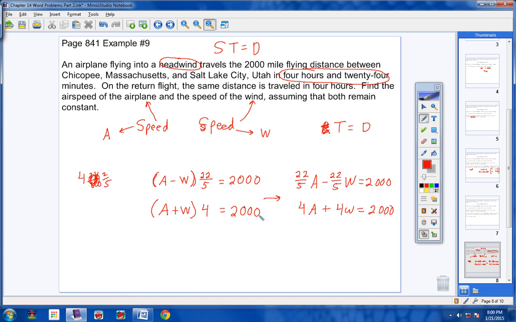And then enter. Your matrix would look like this: 22/5, negative 22/5, 2,000, and then 4, 4, 2,000. So very quickly, I'm going to type 22 divided by 5, enter, and then negative 22 divided by 5, enter, and then 2,000. Then down to the second row: 4, enter, 4, enter, 2,000, enter.